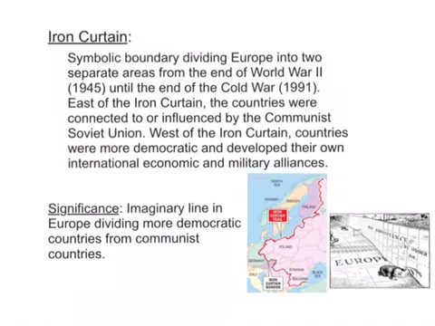The next key term is the Iron Curtain. This was a symbolic boundary dividing Europe into two separate areas from the end of World War II in 1945 until the end of the Cold War in 1991. East of the Iron Curtain, the countries were connected to or influenced by the Communist Soviet Union. To the west of the Iron Curtain, countries were more democratic and developed their own international economic and military alliances. So the significance of the Iron Curtain was that it was an imaginary line in Europe dividing the more democratic countries from the communist countries.